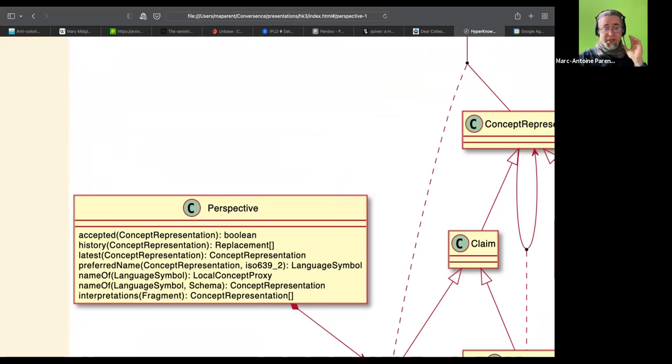And I can ask, okay, what's the history, the list of all the replacements that apply both in the past and the future? Maybe I could have two functions there for that concept. And hence, is it accepted and is it valid? That's another function. Is it either a valid abstraction, a valid fork point, or a tree leaf within that perspective? Latest, that means give me either the fork point or the tail concept, the leaf concept.